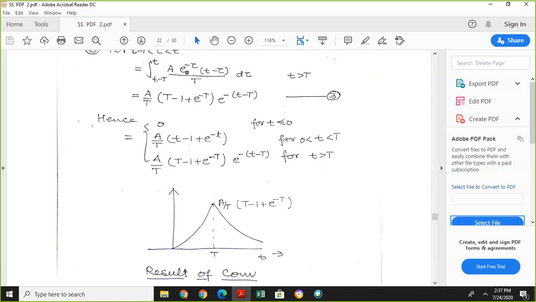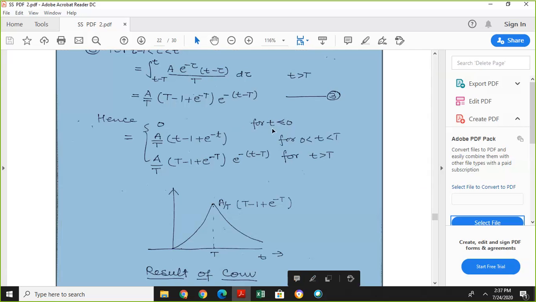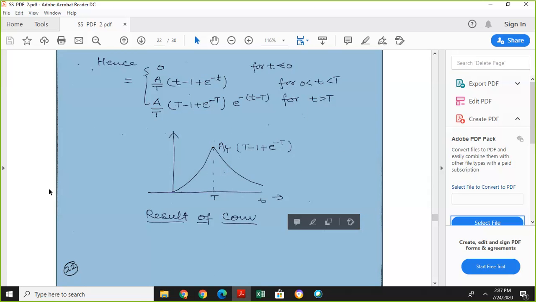So output is calculated: when t is less than 0, it is 0. When t is in between this range, we get this output, and when t is greater than capital T, we get this output, and we draw this diagram. This is the result of the convolution.